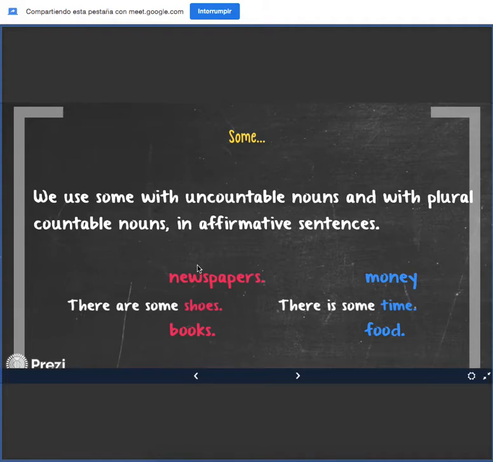So we are going to check some examples. Newspapers is countable, money is uncountable. So look at this. There are some shoes, there are some books, I have some books, I like some books, and so on. But what about this one? There is some time, hay algo de tiempo, there is some food, there is some money, or I have some money, like I have a bit of money, okay? It is usually more used with countable than with uncountable. Es más usado con countable que con uncountable, but you can use it with both.